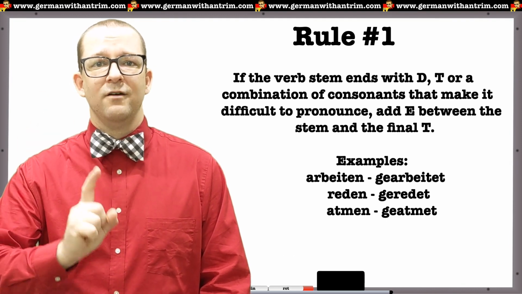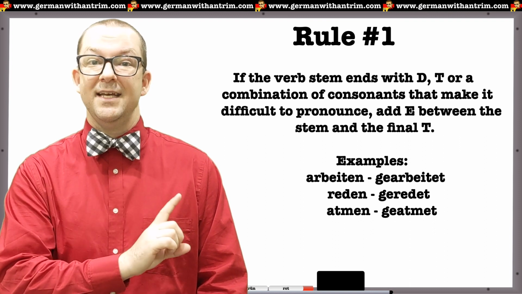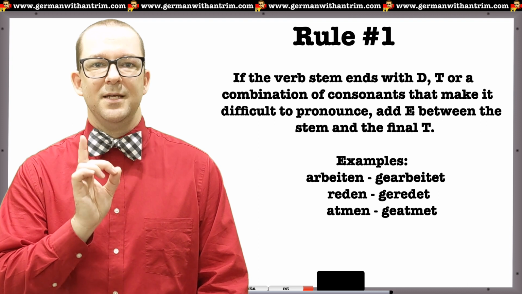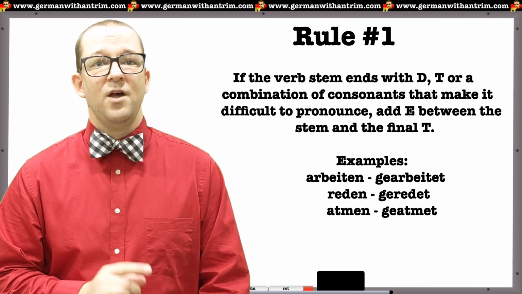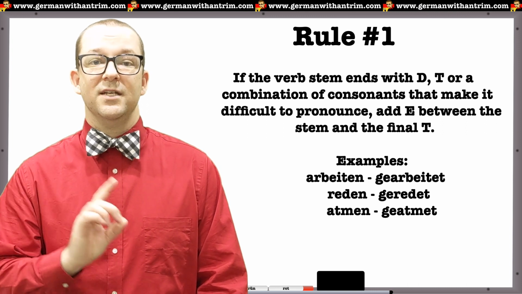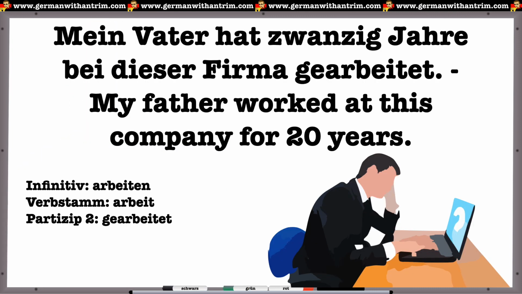Rule number 1. Verb stems that have t or d require an added e between the stem and the final t of the Partizip zwei. This also happens when there is a cluster of consonants that would make it difficult to pronounce without the additional e. For example, Infinitiv arbeiten, Verbstamm arbeit, Partizip zwei gearbeitet. Mein Vater hat 20 Jahre bei dieser Firma gearbeitet. My father worked at this company for 20 years.